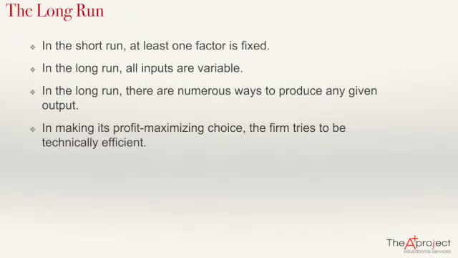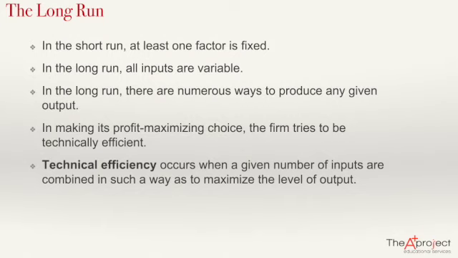In making profit maximizing choices, the firm tries to be technically efficient. And technically efficient means that we're going to try to maximize our output and minimize our cost. Technical efficiency occurs when a given number of inputs are combined in such a way as to maximize the level of output and obviously minimize the level of cost. But let's see how the producers can make this choice. How the producer can choose in which factors they are going to put their money.